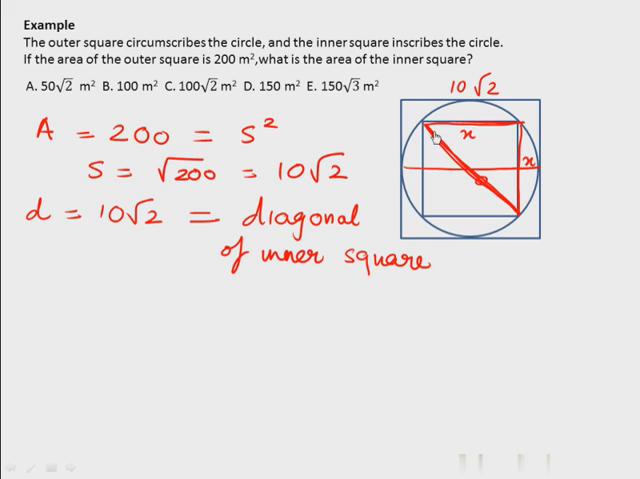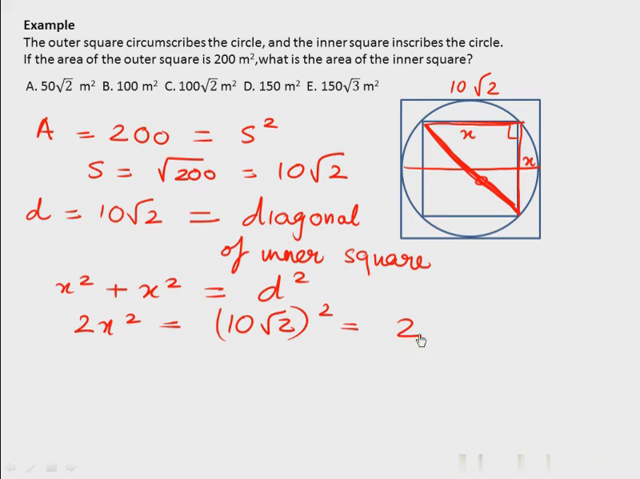So I know that this is the diagonal. I use Pythagoras. So I know x square plus x square is equal to diagonal square. So 2x square is equal to 10 root 2 square. That's 200, which was the area of the outer square, if you recall. So x square is equal to 100. Do I need to find x? No, I need to find the area of the inner square, which is x square. So my answer is 100. B.